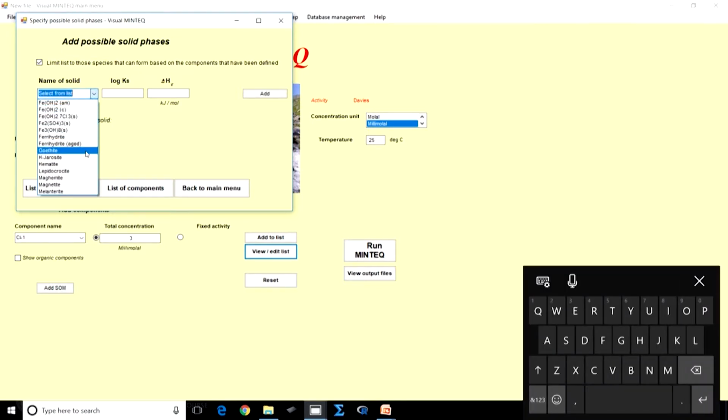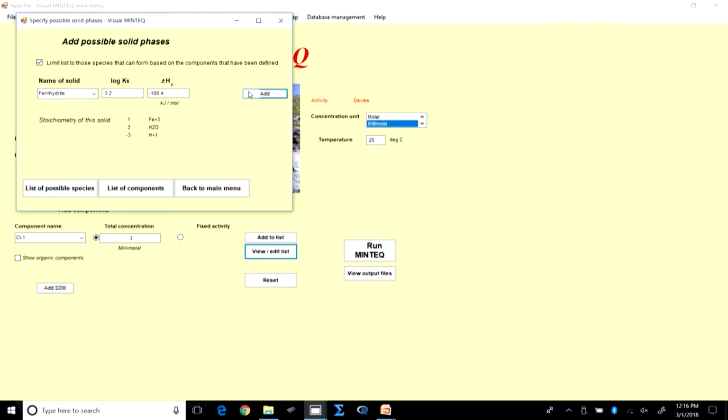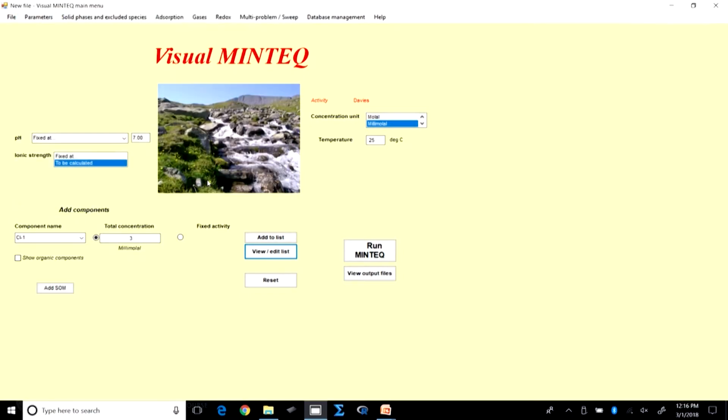So I'm going to go with the amorphous form here, ferrihydrite, let's say, right, and I'm going to add that to the list. And with respect to FeOH, you wouldn't assume any solid to be formed in general, so I'm going to let that be. So I'm going to go back to the main menu. So now I specified that a particular form of Fe(OH)3 can precipitate out, ferrihydrite, right.